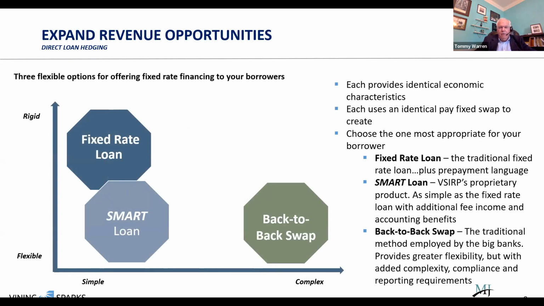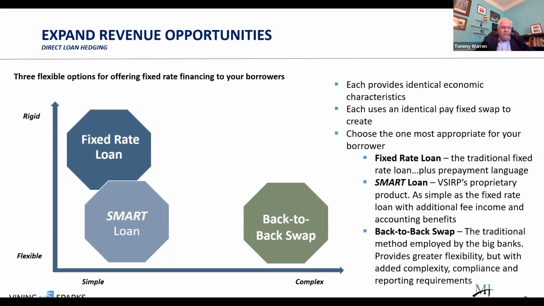So we offer three options. Overwhelmingly, we use a smart loan. Those of you who may have done loan hedging in the past have probably done a back-to-back swap. That is the method used by the big banks. It works, it is very flexible, but it has a lot of complexity. There are a lot of documents for the customer to sign. They make 2 monthly payments, a lot of reporting requirements.